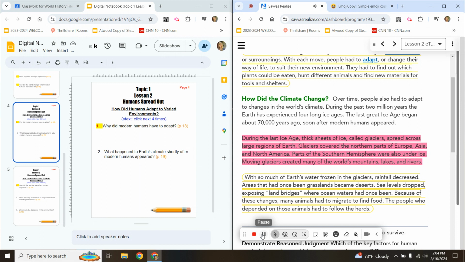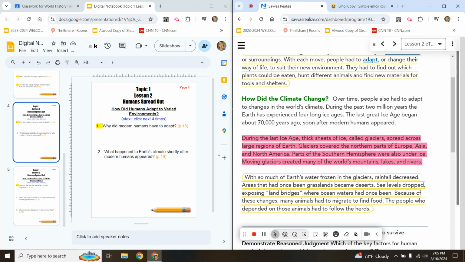Moving glaciers created many of the world's mountains, lakes, and rivers. With so much of Earth's water frozen in the glaciers, rainfall decreased. Areas that had once been grasslands became deserts. Sea levels dropped, exposing land bridges where ocean waters had once been. Because of these changes, many animals had to migrate to find food. The people who depended on those animals had to follow the herds.